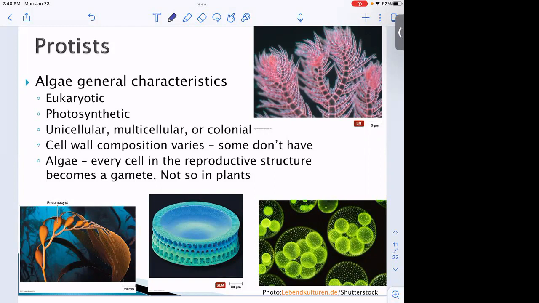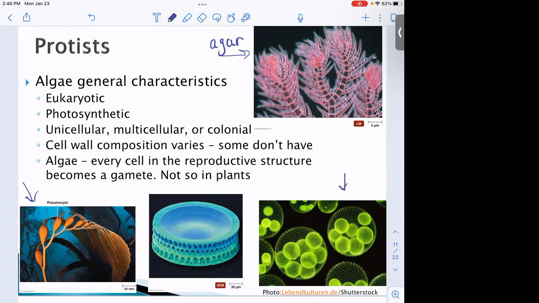Characteristics: they're eukaryotic, they're photosynthetic. They can be unicellular, multicellular, or colonial. Okay, so you can have unicellular algae like those diatoms in the middle picture there. There's giant kelp that stretches for miles in the oceans. That's technically algae. This is a picture of red algae up here. That's where we get agar. Remember, agar is what we add to media to solidify it. The Volvox, that's an example of a colonial algae, like single cells that kind of live together.